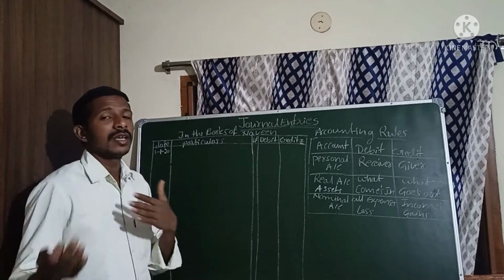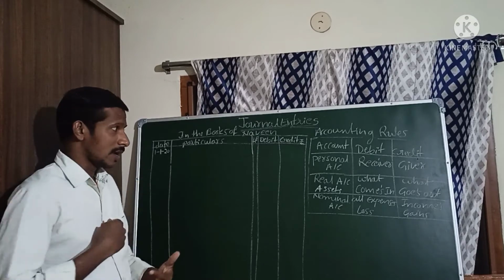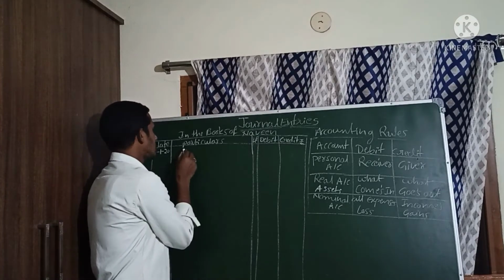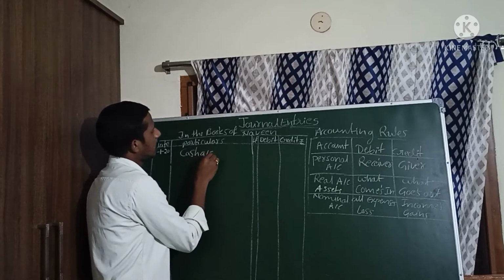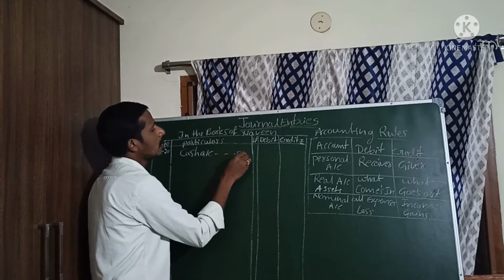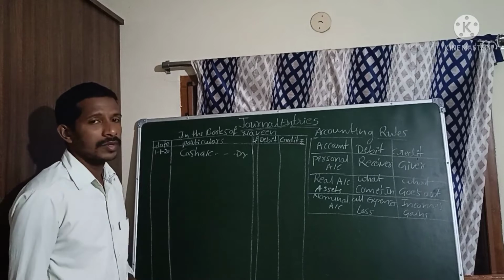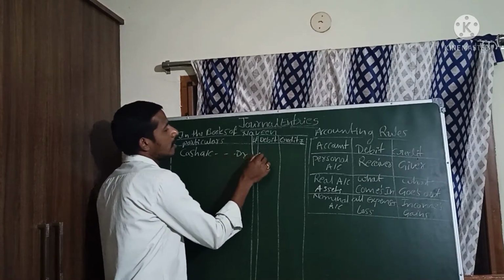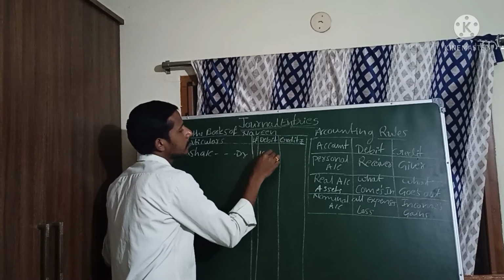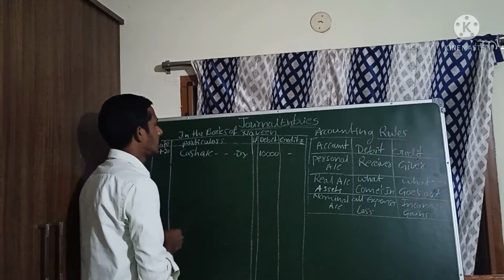Okay, commenced business. The business is receiving money. So what comes here? Cash comes here. So cash is debit. Cash account debtor. Like this you have to write debtor. For example, the amount is 10,000. So write down cash account debtor 10,000 in the debit column, with a small dash.